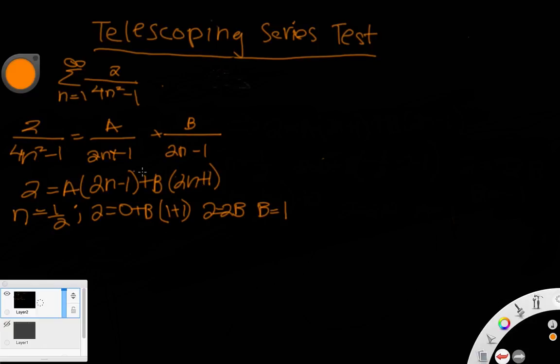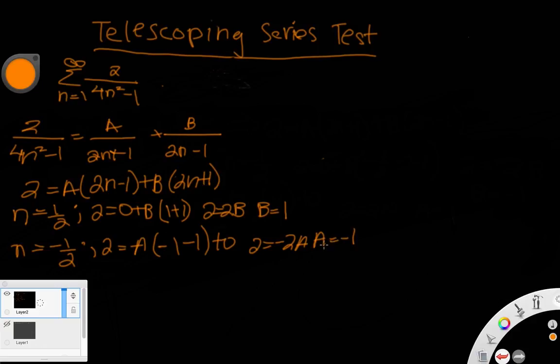Now we want to make this equal to 0 so we can solve for a. In this case, we're going to make n equal negative 1/2. So we get 2 equals a times negative 1/2 times 2, which is negative 1, minus 1, plus 0. So 2 equals negative 2a, and a equals negative 1. Now we've solved for our second constant. So now we can rewrite this fraction as a telescoping series that we can easily recognize.